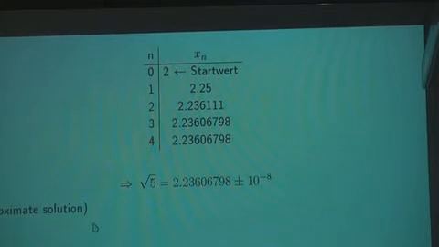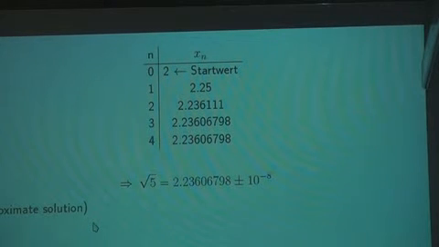And now we take this result and put it into my function again. And then this gives me this, and I repeat this. And what we get is finally a good approximation of square root of 5.